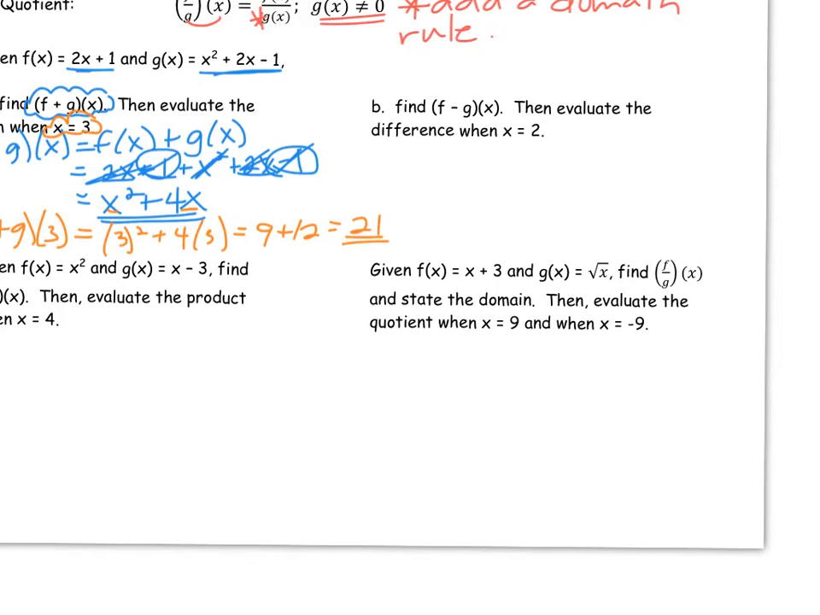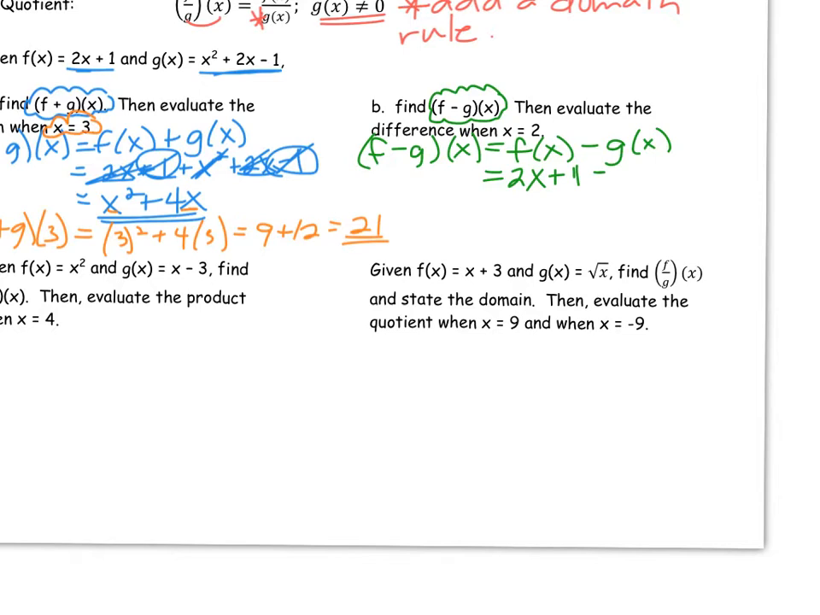For example B, it says find f minus g of x, then evaluate the difference when x is 2. The first thing you want to do is take whatever's in the parenthesis and expand it. So f minus g of x just means the first function minus the second function. And again, that should seem pretty reasonable. The first function is 2x plus 1.